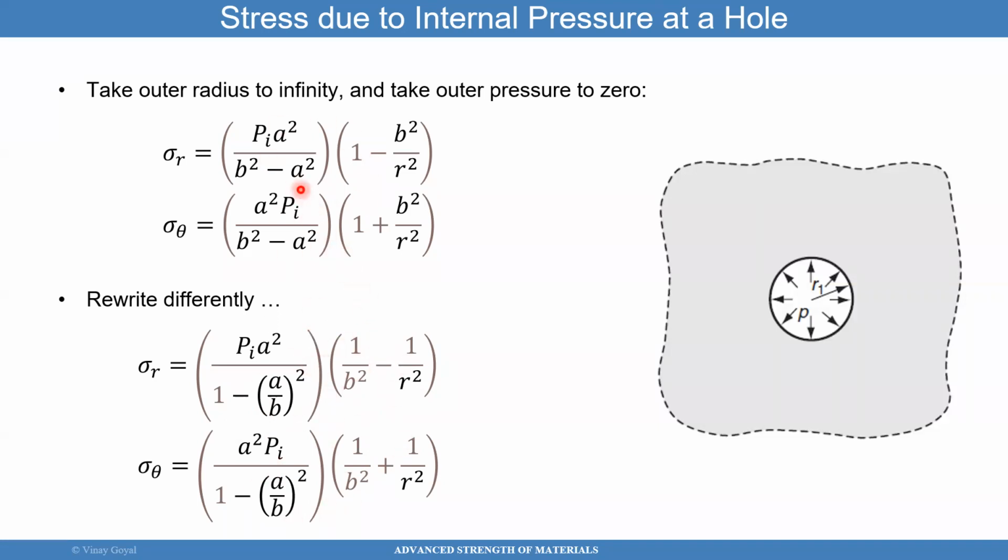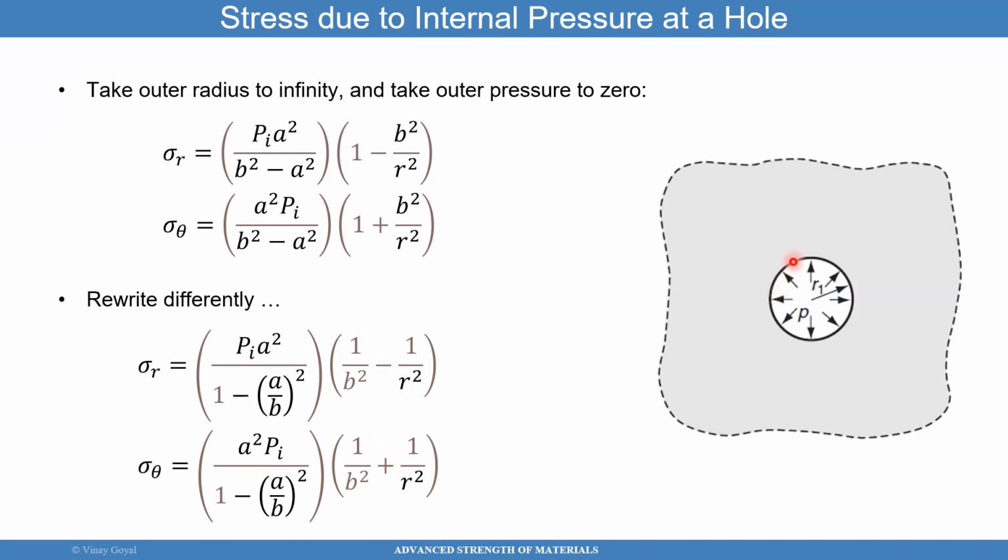All I did again was extract b squared out so that you get 1 minus a squared divided by b squared. Because I extracted b squared, I had to multiply the right-hand side, so I get 1 over b squared minus, and the b squared cancels out, I get 1 over r squared. So this equation is the same as this one, I just wrote it differently. Agree? It's the same thing.